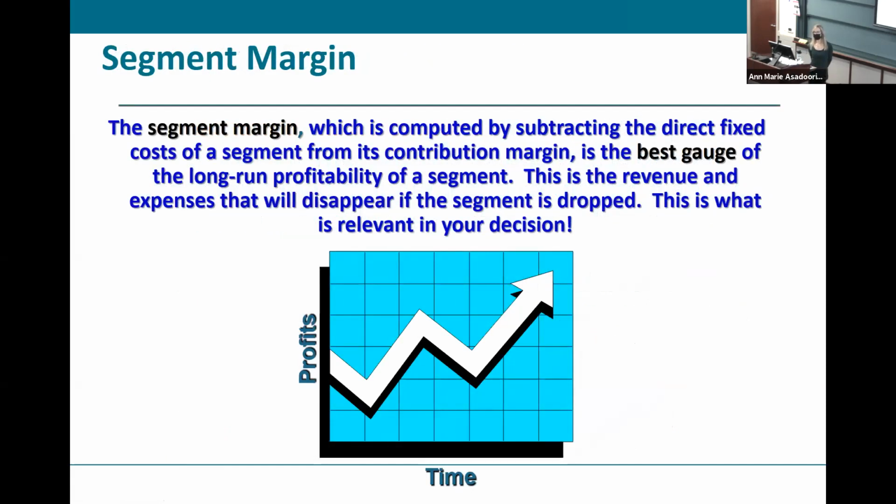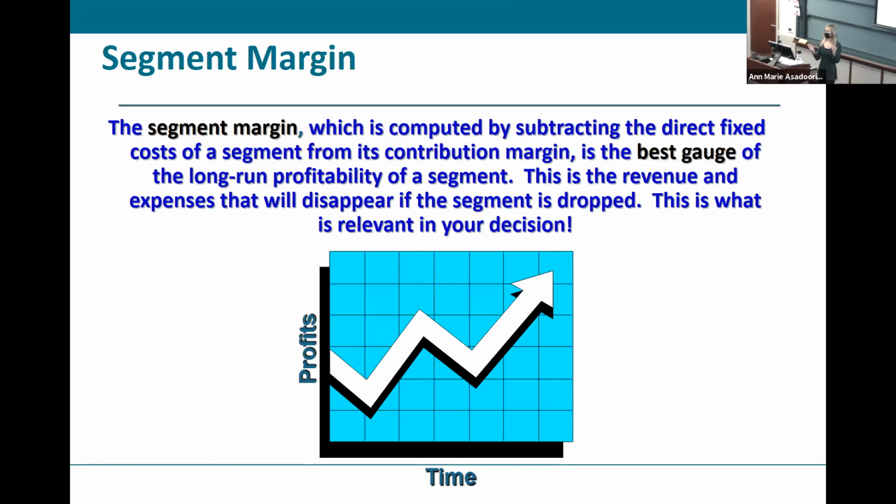Which brings us to a new term here, segment margin. This is not contribution margin, so it's a little bit different. The segment margin is computed by subtracting the direct fixed costs of a segment from its contribution margin. You start with contribution margin, then you subtract out all of the fixed costs that are directly caused by that segment, and then you get the segment margin. It's the revenue and expenses that would disappear if the segment is dropped, and this is what is relevant in your decision.